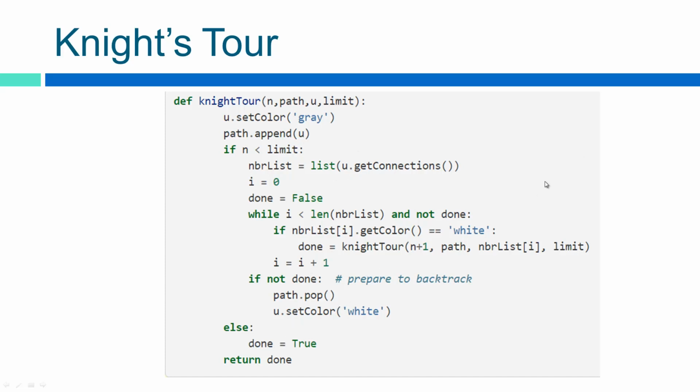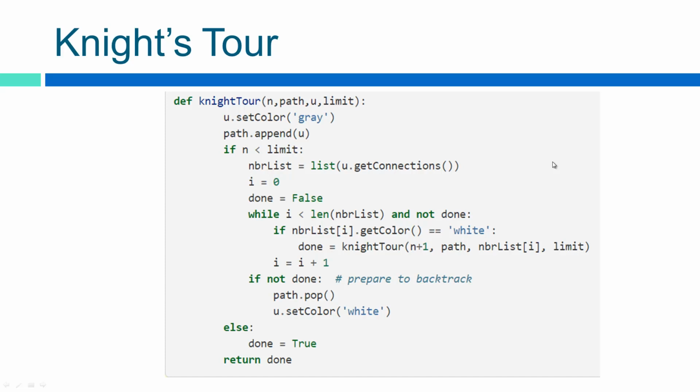In the BFS, the breadth first search, we use a queue to keep track of which vertex to visit next. And since depth first search is recursive, we are implicitly using a stack to help us with backtracking.